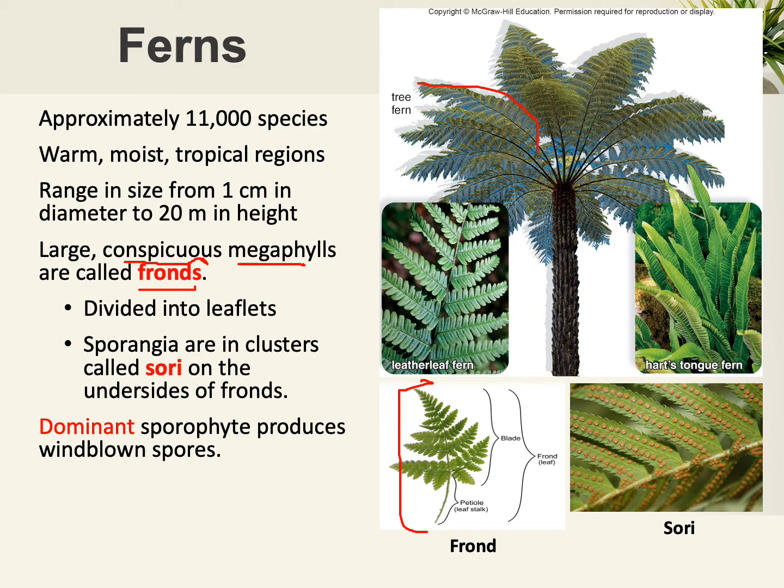The fronds are divided into leaflets, and on the underside of the frond, which you can see here, we have the sori. Sori is the plural form; the singular form is called a sorus. So you have a lot of sori here. They are the dominant sporophyte, and produce wind-blown spores.